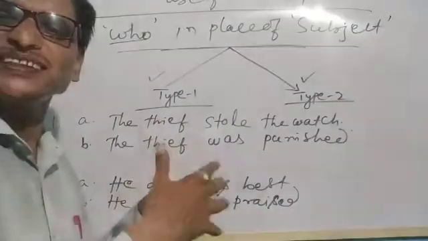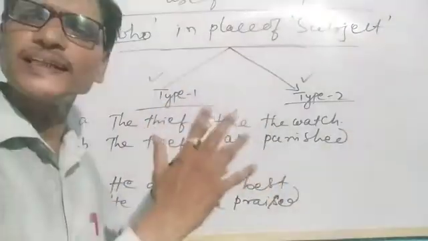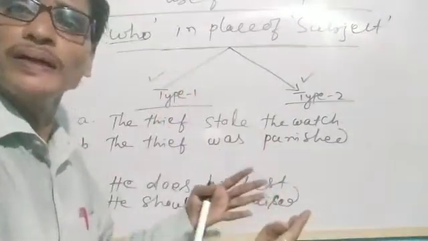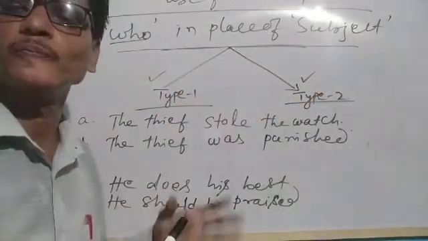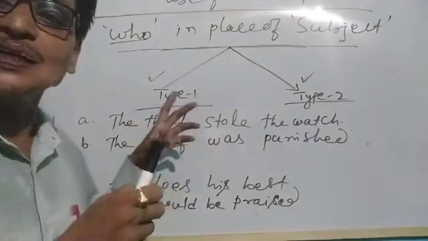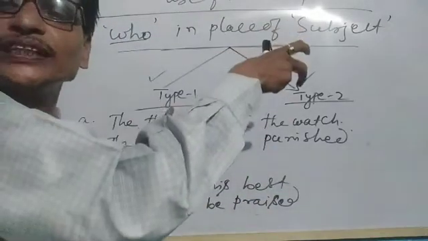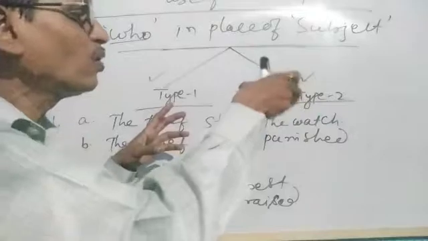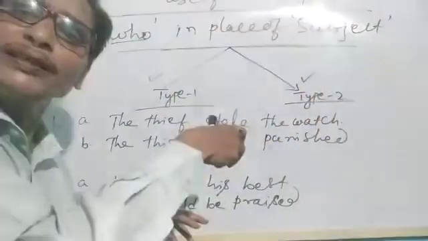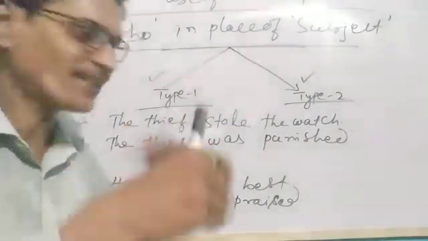Now, let's understand how we combine two sentences using who for persons as a relative pronoun of type 2. Previously we understood type 1, where we took the second sentence and added it with the first sentence using a relative pronoun. Now we will take the first sentence and add it with the second sentence using a relative pronoun. That's all. Okay, let's understand.